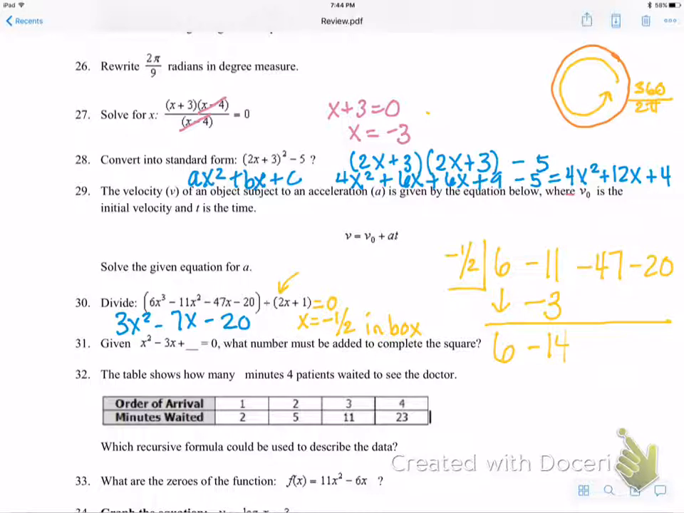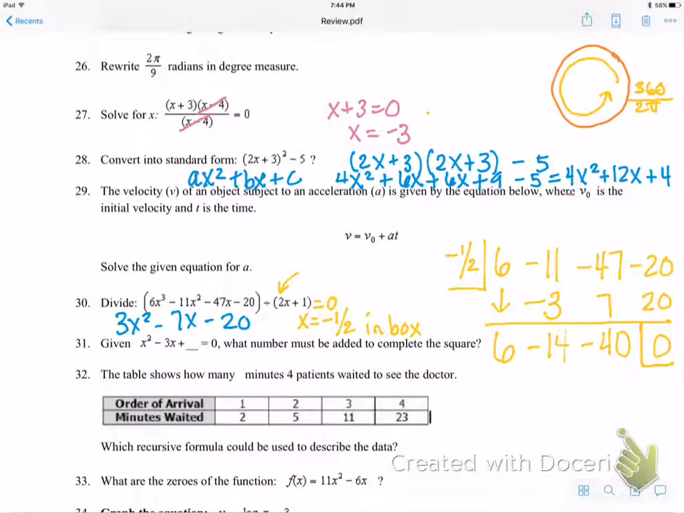Now you're going to multiply negative 14 times negative 1/2, and that gives you a positive 7, which you're going to write under the negative 47, and this gives you a negative 40. You're going to multiply negative 40 times negative 1/2, and that's going to give you a positive 20. Add those together and you get a 0. The last number is your remainder. If your remainder is 0, we know that what we divided by is a factor of the original polynomial. So 2x plus 1 is a factor of 6x cubed minus 11x squared minus 47x minus 20.